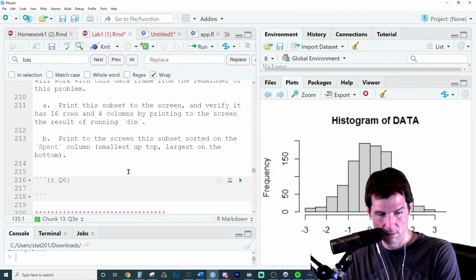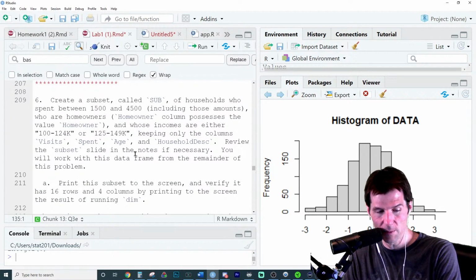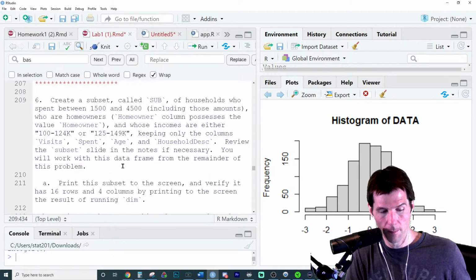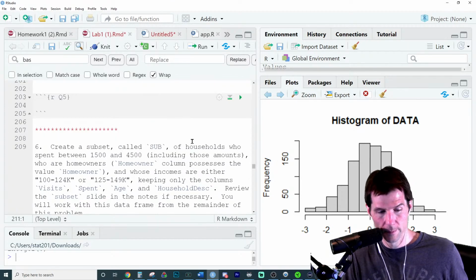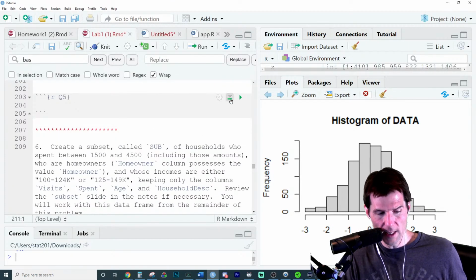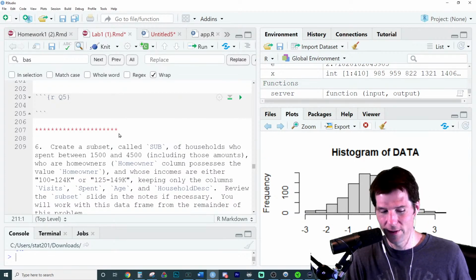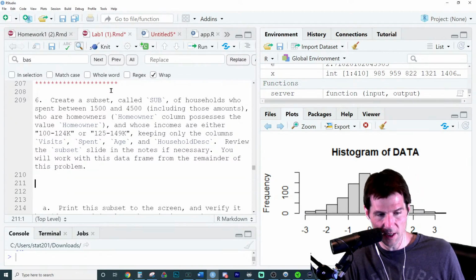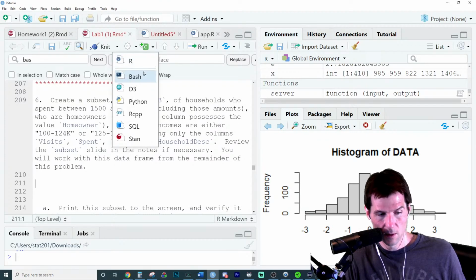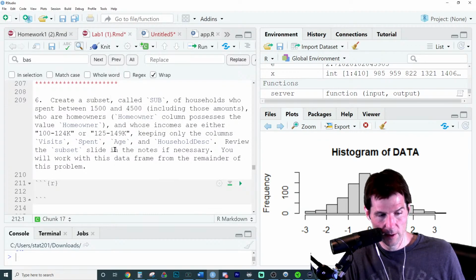Oh no, create a subset called sub of households that spent between this and this amount. Okay, I went to the wrong one. What data set are we working with right here? No worries. Oh, Connor, I should message you on it. I bet we can do some tests. What data set are we working with right here? Create a subset of households.